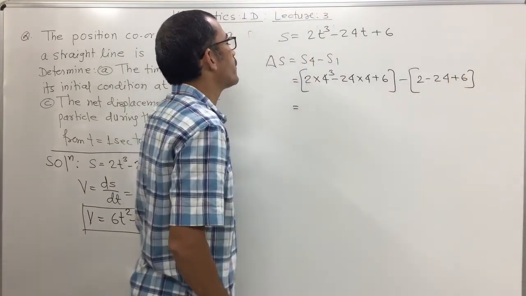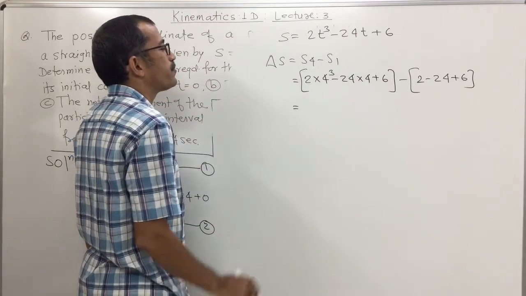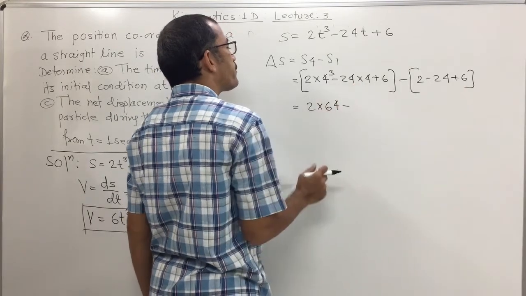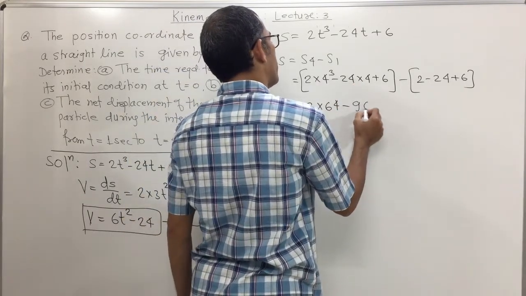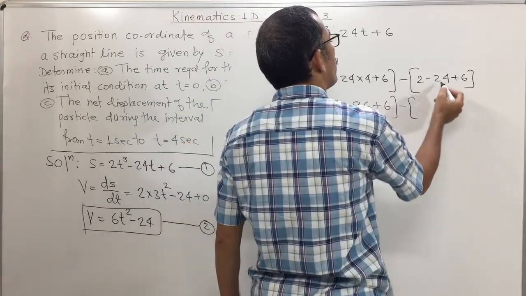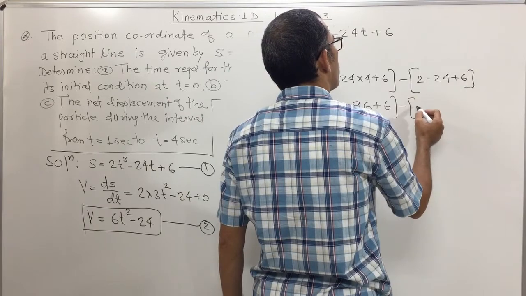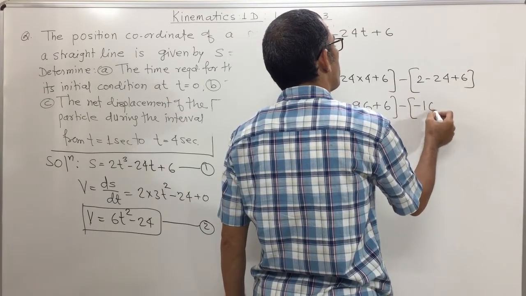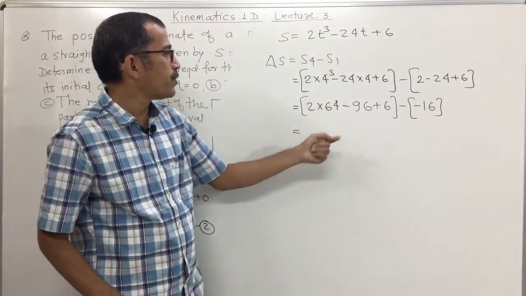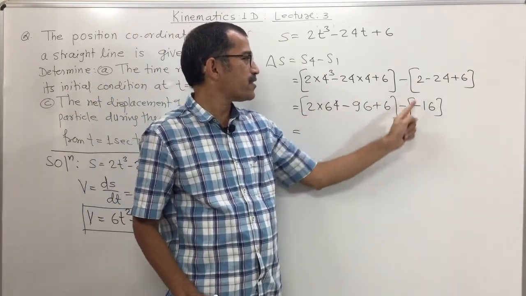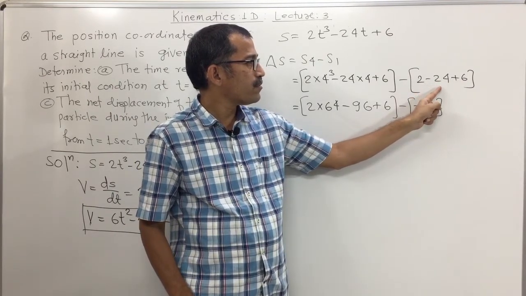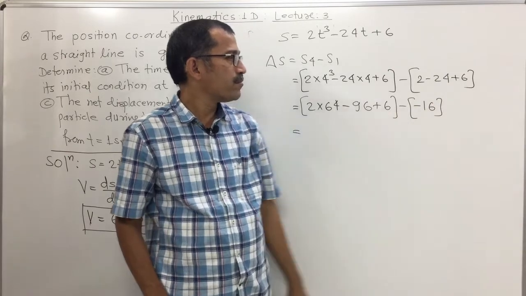4 cube. 16 into 4. 2 into 64 minus 96 plus 6 minus 22 and 6 means what? Minus 16, correct? See, 4 cube is 64, 24 into 4 is 96, 6 as it is. This is your minus 22 and plus 6.